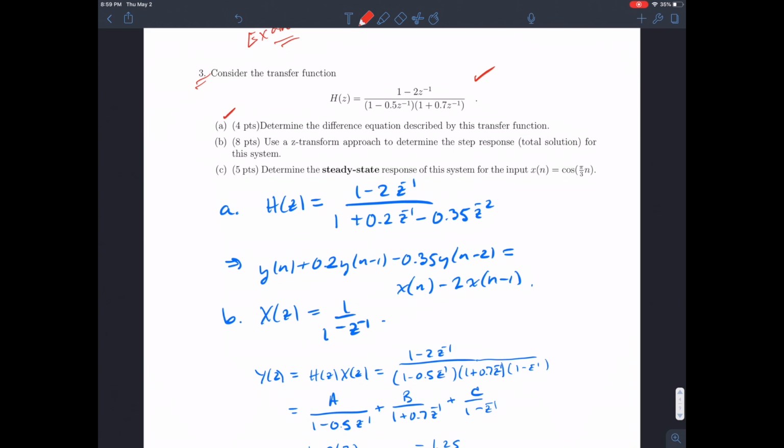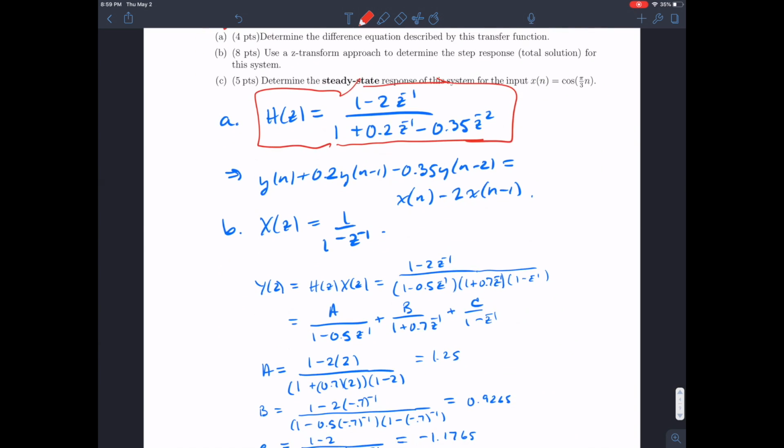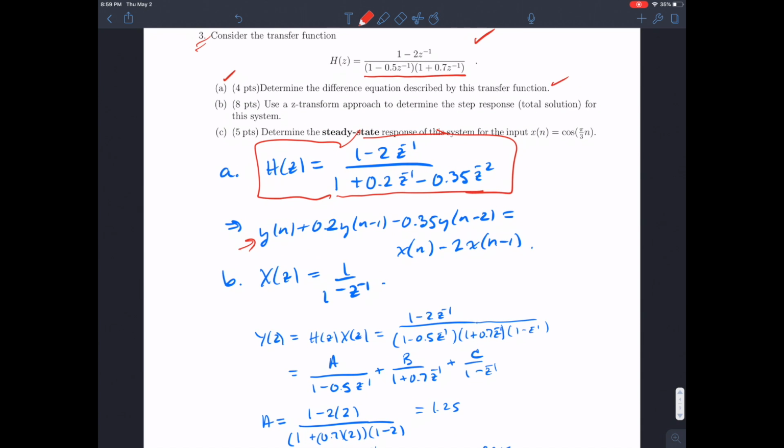Okay, so I'm looking at this product, and I know I can just FOIL that out. And so when I FOIL that out, I get this result for H of z. Okay, so hopefully that's obvious. And from there, by inspection, you can write down the difference equation. Okay, so that's all there is to part A.